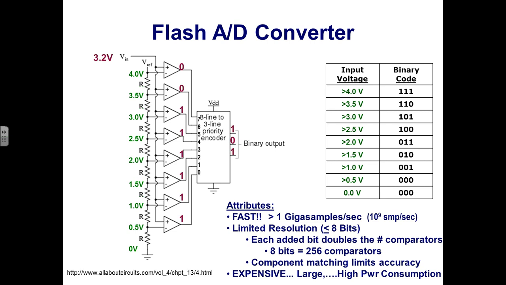But if you have an application that requires super speed, if you've got to have those gigasamples per second, like if you're making a super high speed oscilloscope, or a very high speed piece of digital signal processing equipment, then this might be your only choice.